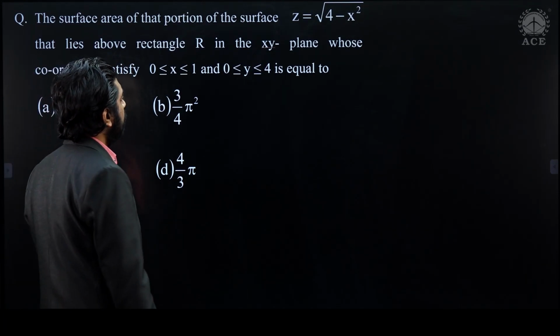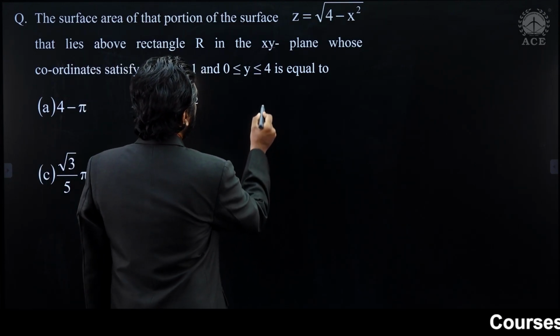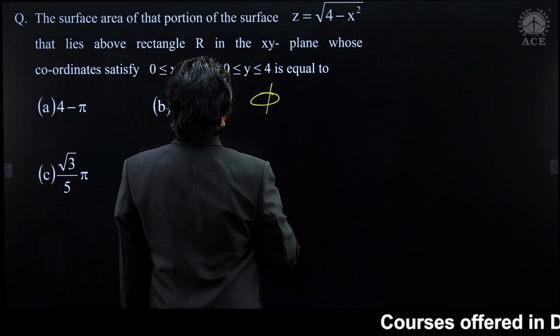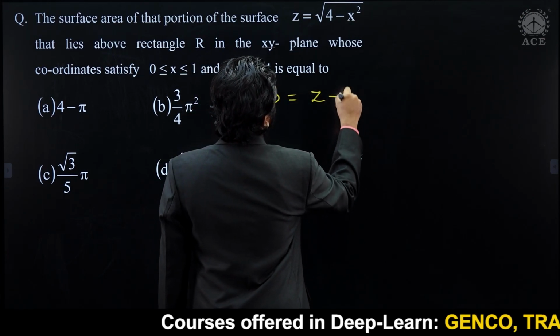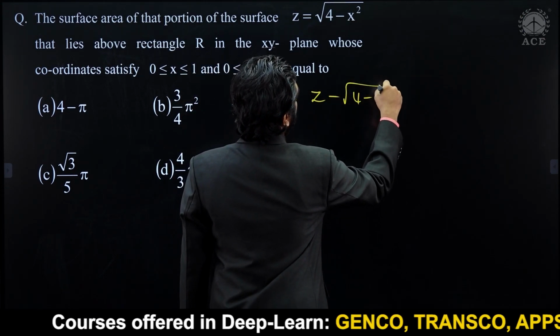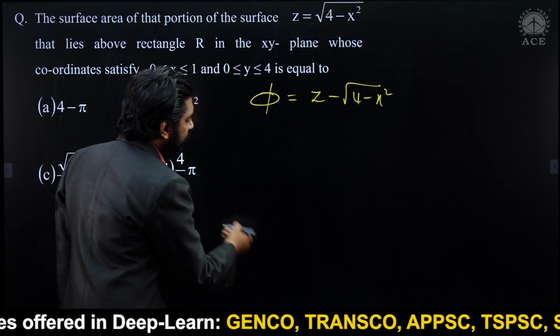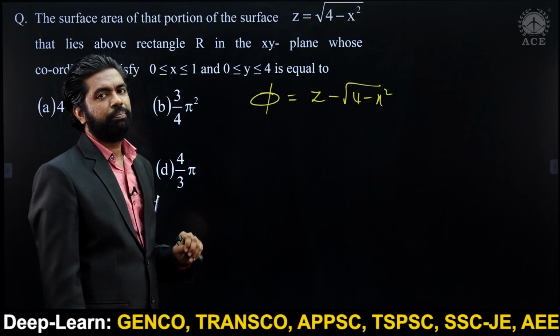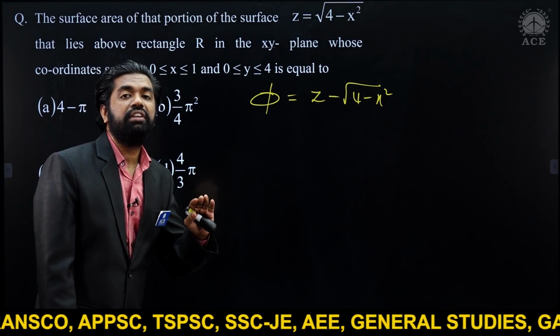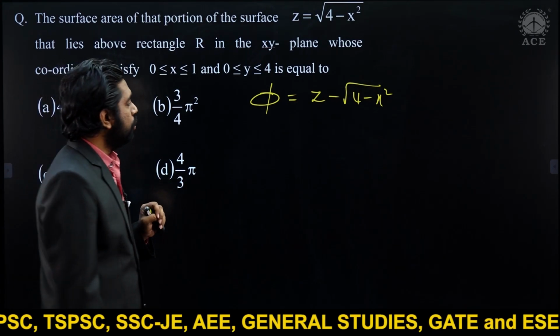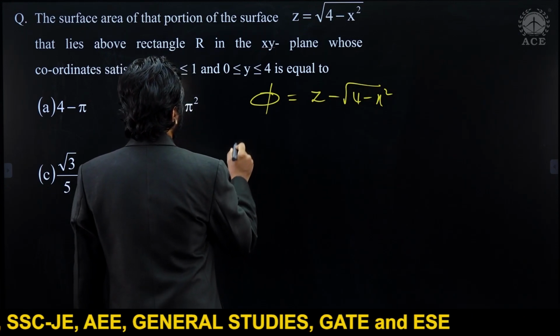So what I would like to do is consider a surface, let's say phi, which is z minus root of 4 minus x square. I have considered a surface called phi this way. Now we have a standard formula for finding the surface area. So what is that standard formula? Have a look at this.